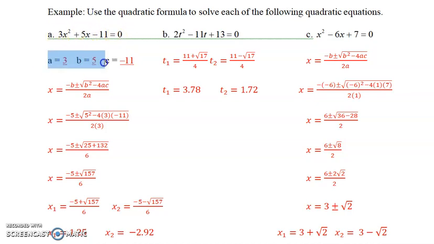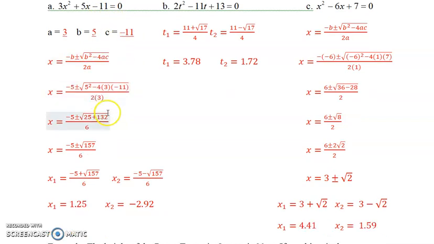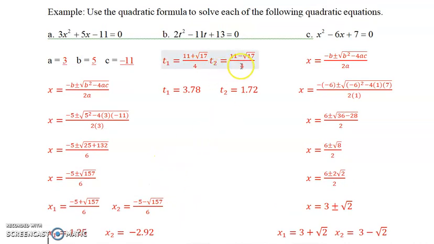You'll notice in this first one I put a is equal to 3, b is equal to 5, and c is not equal to 11, it's equal to negative 11. You take the sign to the immediate left, obviously. So we plug everything into our formula, and we get these exact answers. So when I ask you to find the exact value, this is what I'm looking for, and if it doesn't simplify, you can put them in decimal form if you wish. Okay? Example B, I just have the answers for you. You can try that on your own, please.